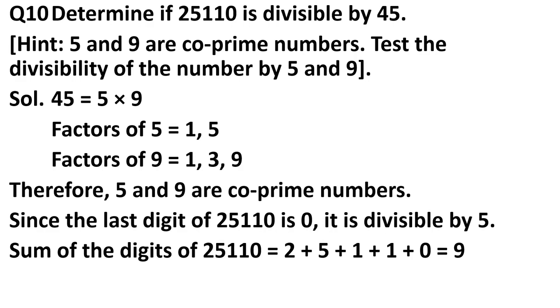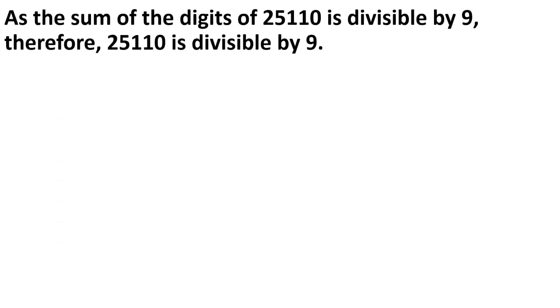First of all, let us check by 5. Last digit is 0. So it is divisible by 5. And to check the divisibility by 9, we have to find out the sum of all the digits. 2 plus 5 plus 1 plus 1 plus 0 is equal to 9. So as the sum of the digits is divisible by 9, therefore 25,110 is also divisible by 9.